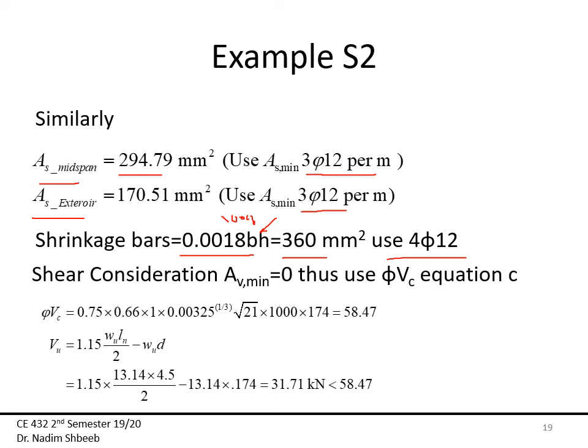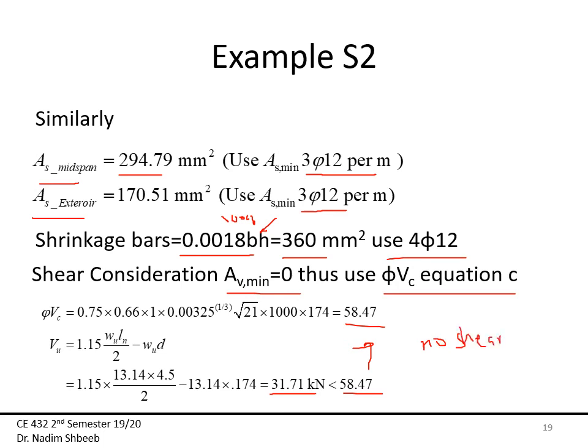If you calculate for shear consideration, again, AV minimum is 0, so I'm going to use phi VC equation C. Okay. Now V ultimate is going to be, again using the exterior, 1.15 times W ultimate ln over 2 minus W ultimate times D, and it's going to be 31.71 kilonewtons, which is less than 58.7, so I don't need any shear reinforcement.